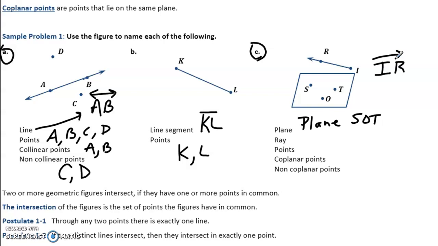How many points have been identified in part C? 5. And so we would just list all those. S, comma, O, comma, T, comma, R, comma, I.